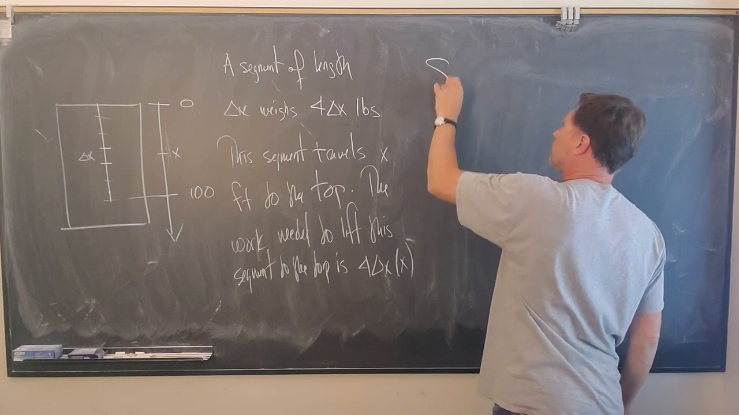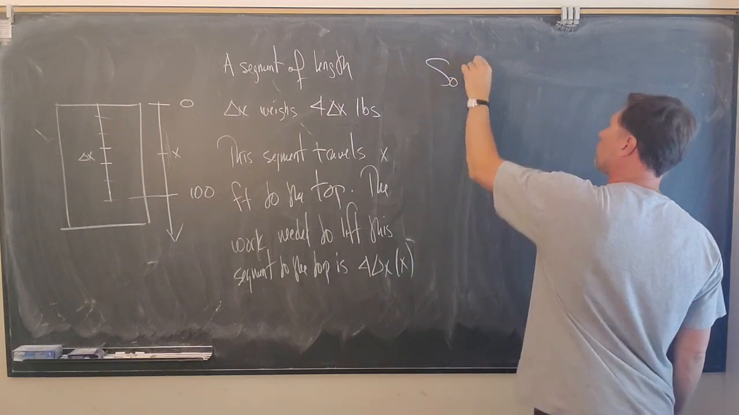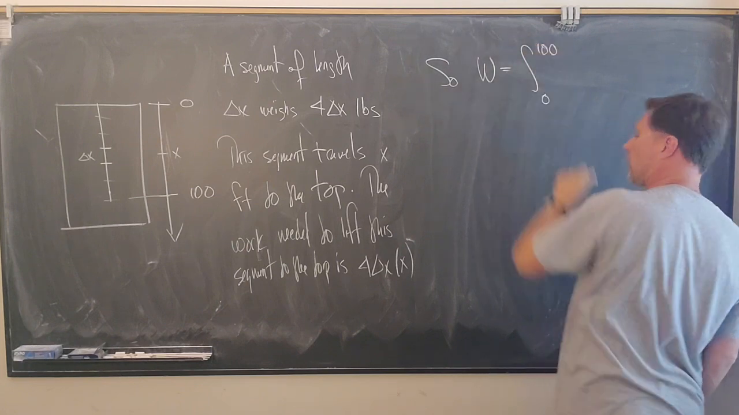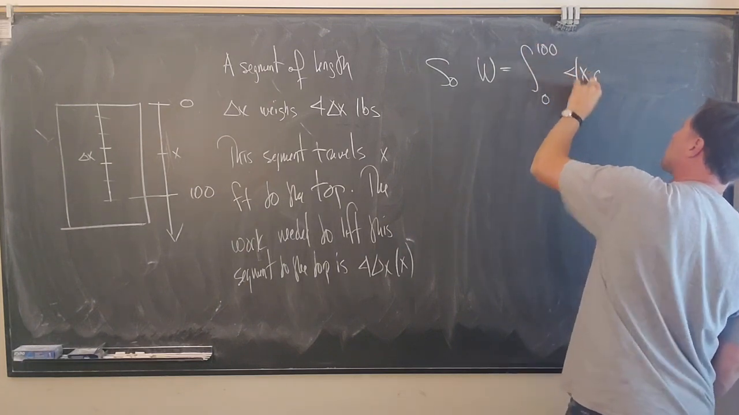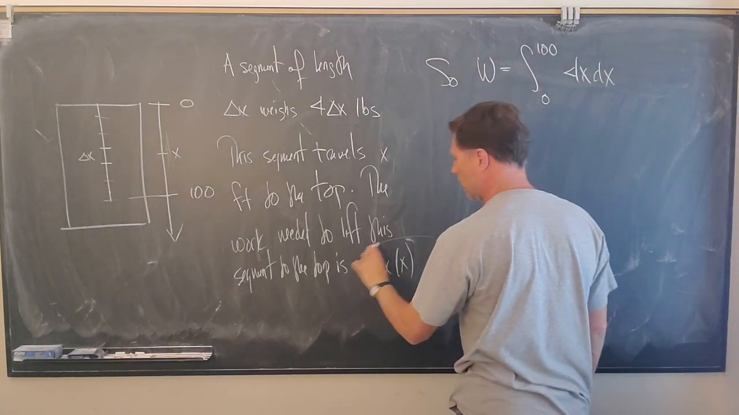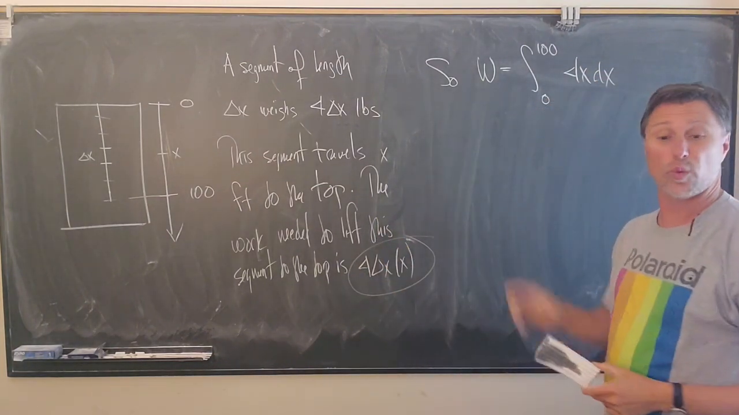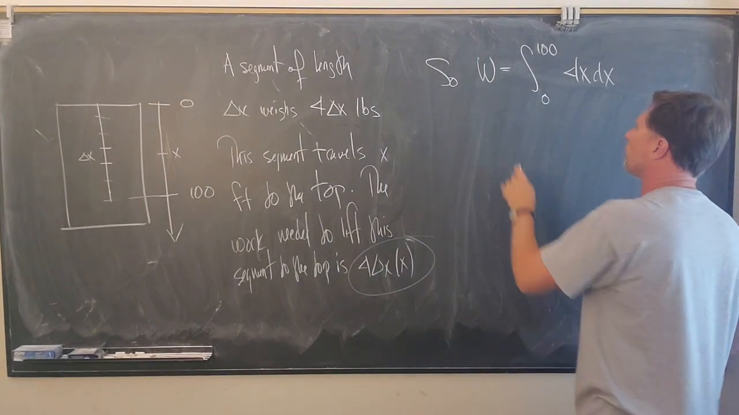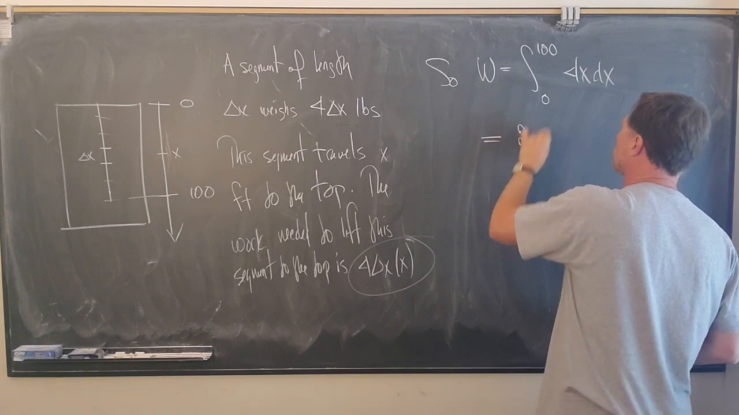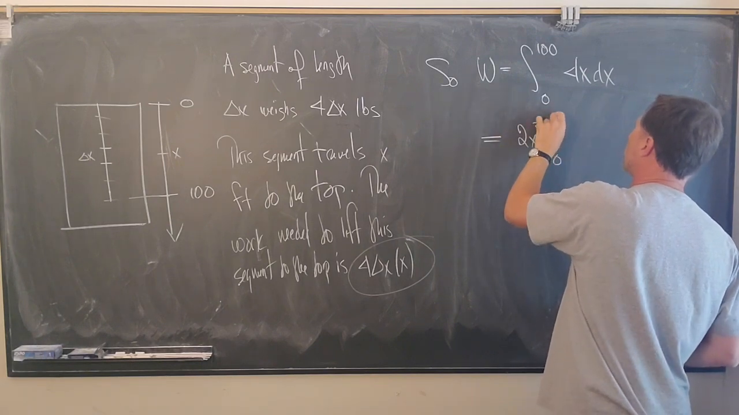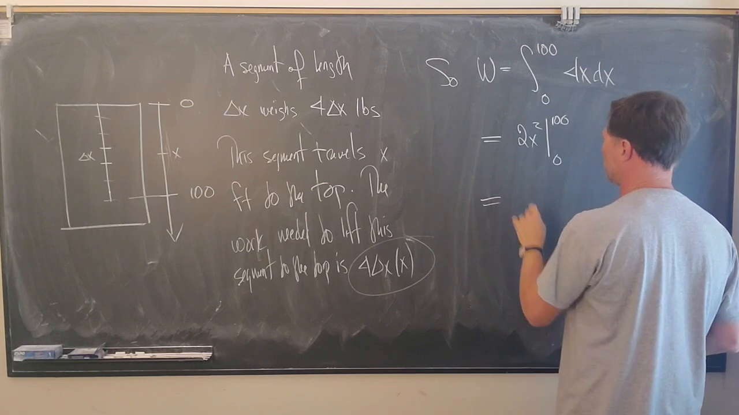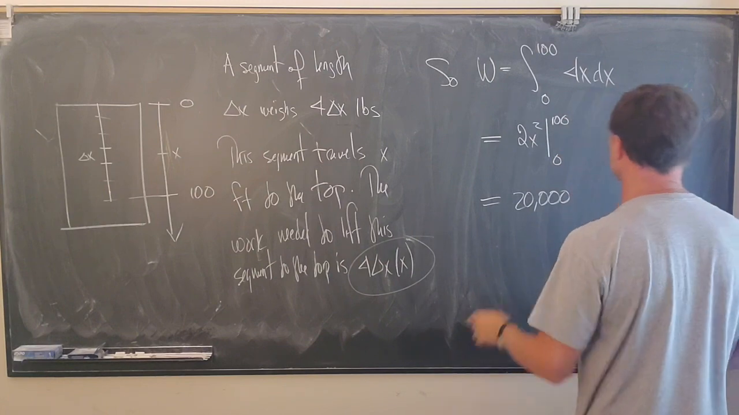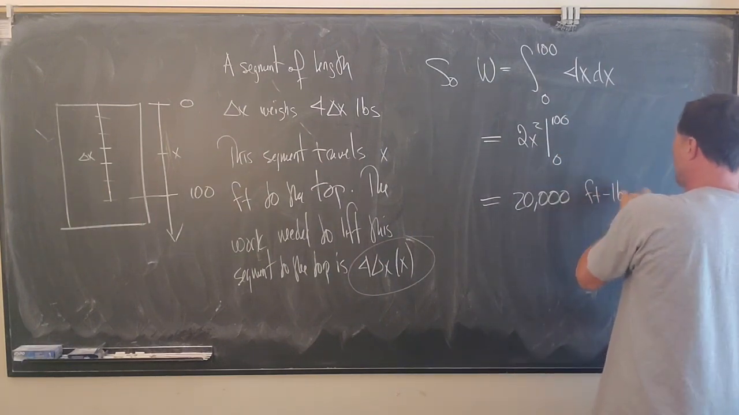So, the total work is going to be the integral from 0 to 100 of 4x dx. Once we have a formula that tells us the work required to do one little piece, then we integrate to find the total work. So this is going to be 2x squared going from 0 to 100. What is this, 200,000? And we're working in the US system now, so this would be foot-pounds.